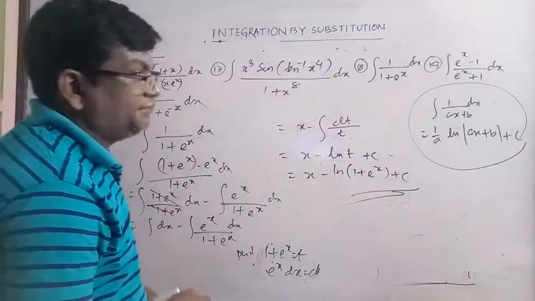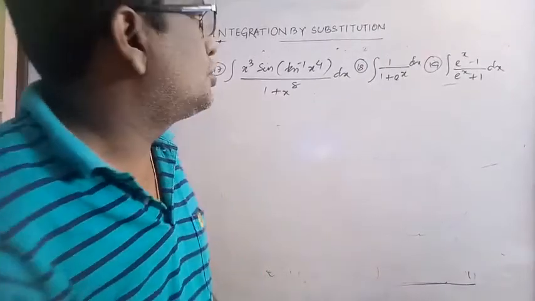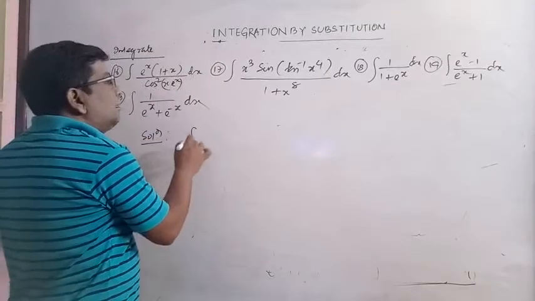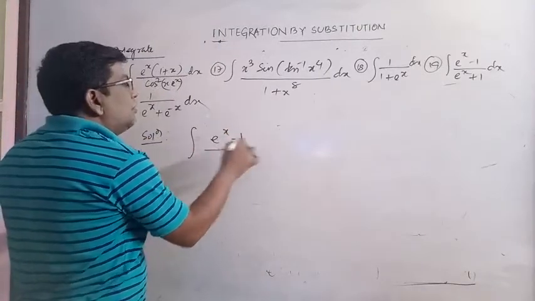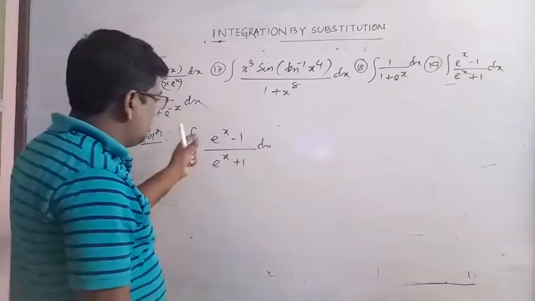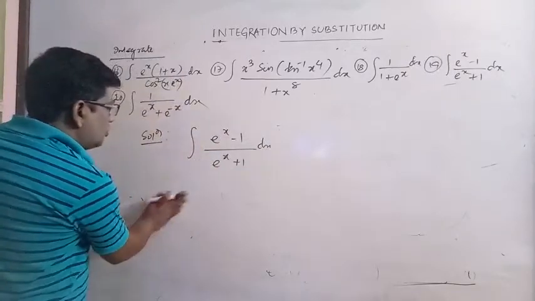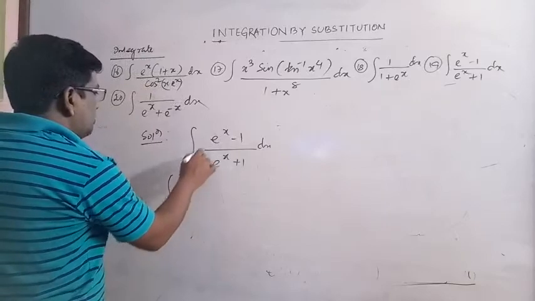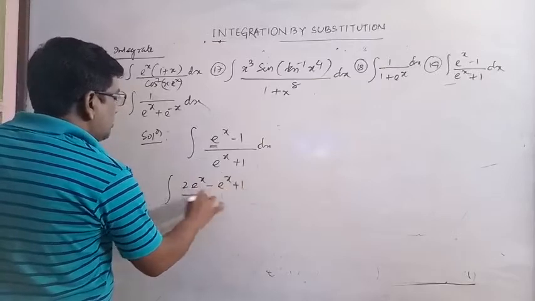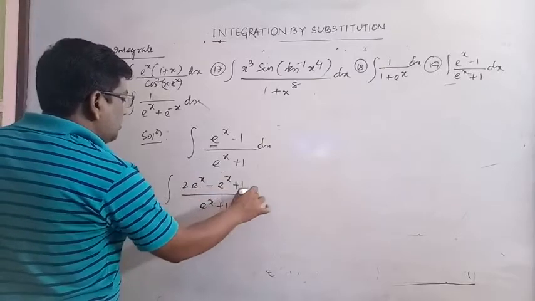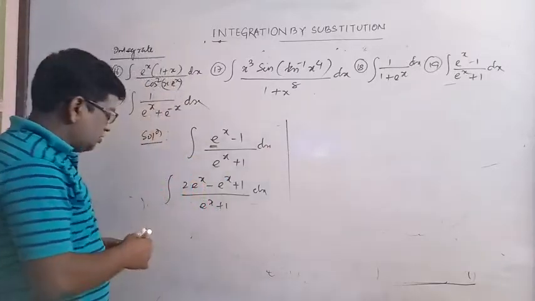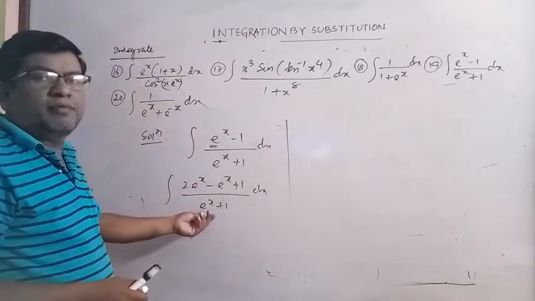Now question number 19. Solution of question number 19: integration of (e to the x minus 1) divided by (e to the x plus 1) dx. We have to adjust like this, with the e to the x term and the constant term. So this is equal to 2 e to the x minus e to the x plus 1, divided by e to the x plus 1. This is done because we have to cancel the term e to the x plus 1.